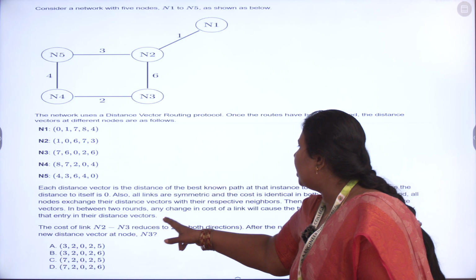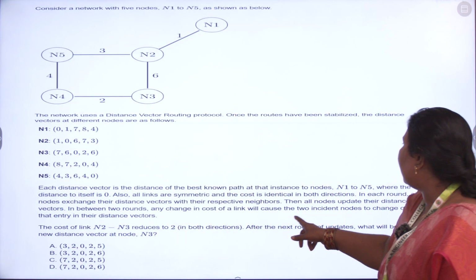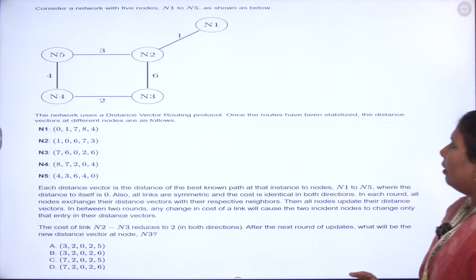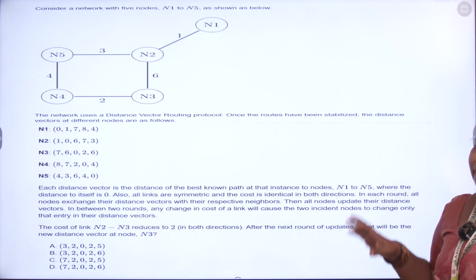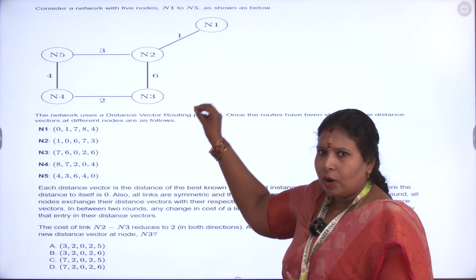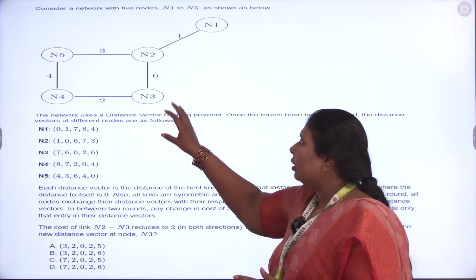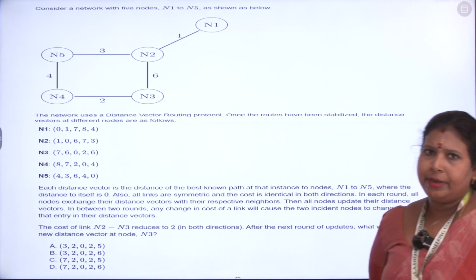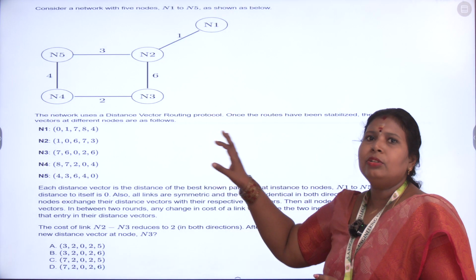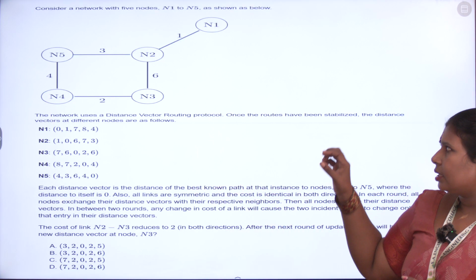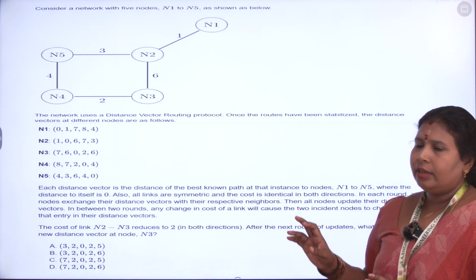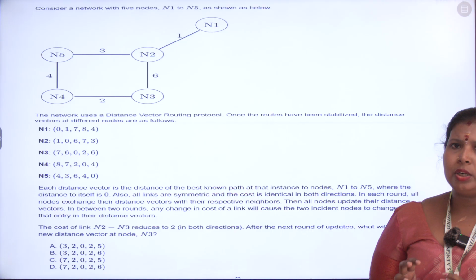In between two rounds, any change in the cost of a link will cause the two incident nodes to change only that entry in their distance vector. That means if there is any change in cost, the values passing through that particular node, and the particular table, also get updated. The particular path traveling through, whatever cost it travels through, should be updated. It may be two or three tables, based upon the cost you are changing.